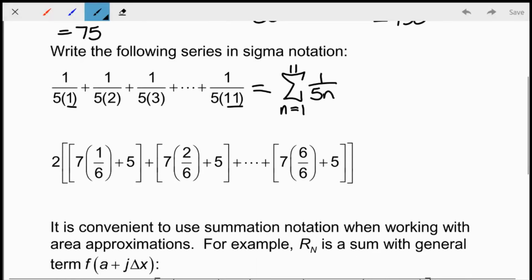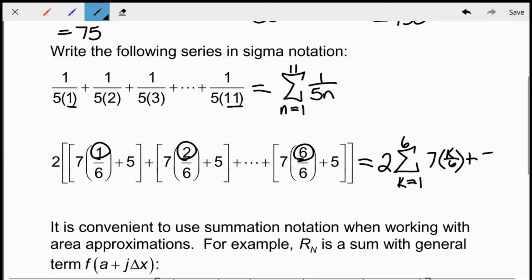Okay, so here's another one. You can see we've got 2 multiplied to all of this, so you can actually factor the 2 out of the summation this time. Just to let you see it a little bit differently, I'm going to use a k this time. So I'm going to say k is equal to 1. And notice that this value is what's changing every time. So it looks like I'm going from 1 to 6. And I've got 7 times some value divided by 6 plus 5. And I usually put the parentheses all the way around so that I can tell that that summation applies to all of that. Okay, so that's just a quick review of how to write those summations.